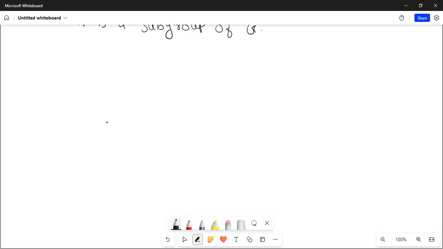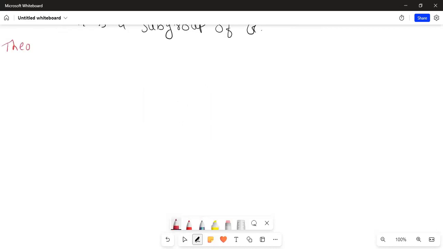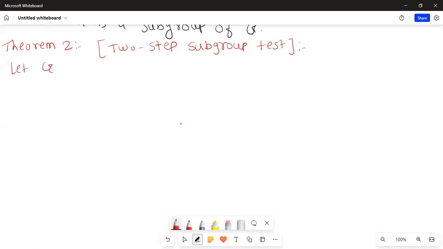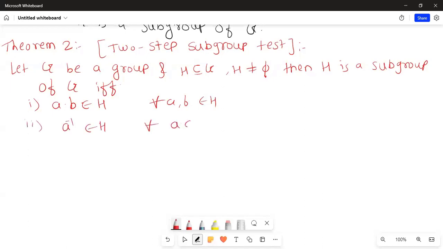नेक्स्ट थ्योरम देखते हैं. थ्योरम 2, टू स्टेप सबग्रुप टेस्ट. इसका थ्योरम है: Let G be a group and H is a subset of G where H is not equal to phi, then H is a subgroup of G if and only if, first, a·b belongs to H for every a, b belongs to H. Second, a inverse belongs to H for every a belongs to H.